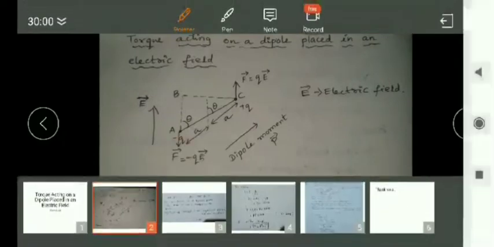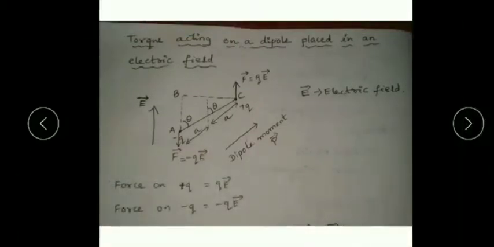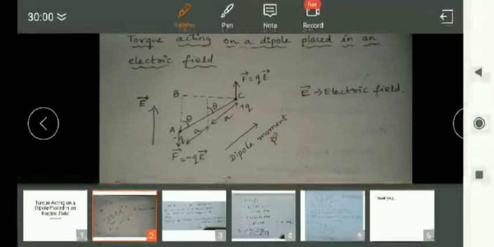And there will be force on this minus q also. That will be in downward direction like this. So minus q into E. This is the force on minus q. And you also know that the direction of dipole moment, that is shown here, is from minus q to plus q. This is the direction of dipole moment represented by P. Okay, this is all about the diagram we have. I think I have explained all the things related to the diagram. You know that, right?